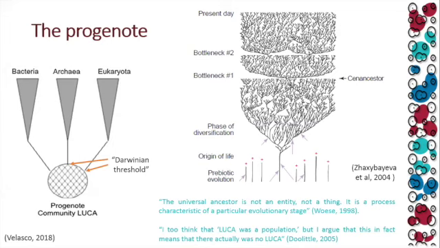And here, two ideas. One of Woese, who said the universal ancestor is not an entity, not a thing. It's a process characteristic of a particular evolutionary stage. And another of Doolittle, who said, I too think that LUCA was a population, but I argue that this in fact means that there actually was no LUCA.